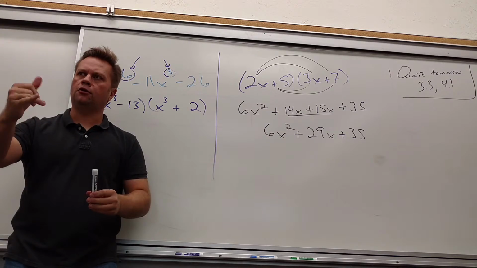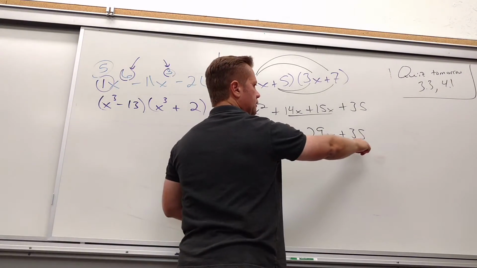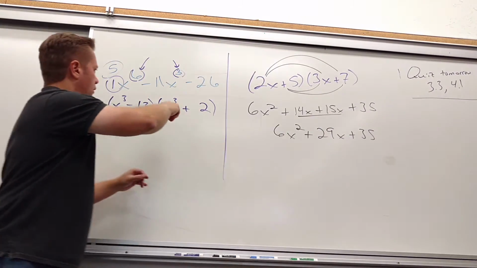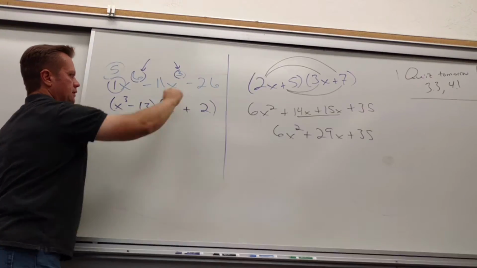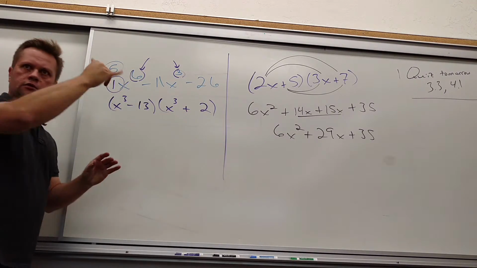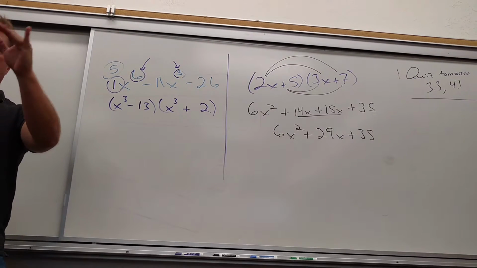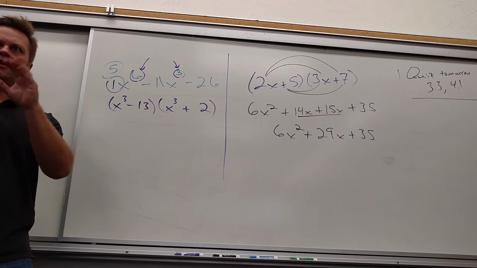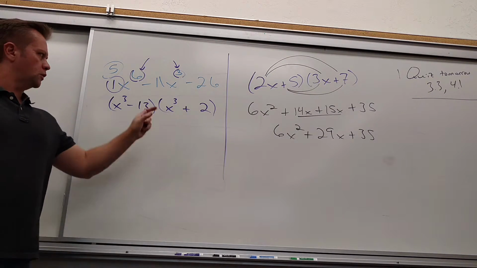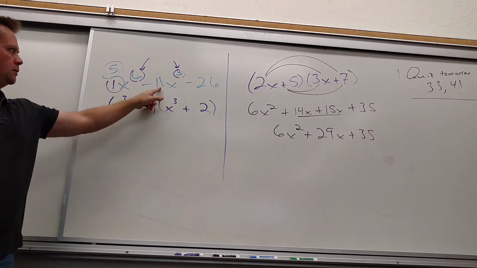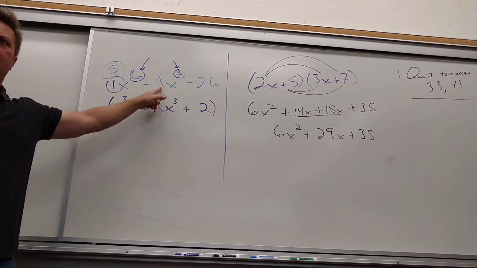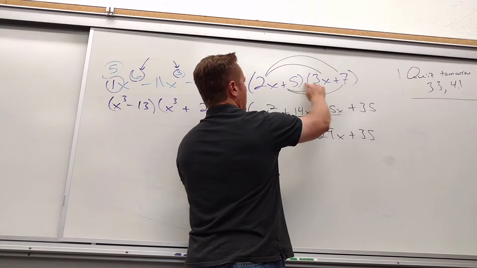Does our old pattern hold? 35 is 5 times 7, the same way that negative 26 is negative 13 times 2. Do you guys see what I'm checking here? So the numbers multiply to be the last number. What else were they supposed to do here? They were supposed to add to be this guy. Does that still happen? What's 5 plus 7?